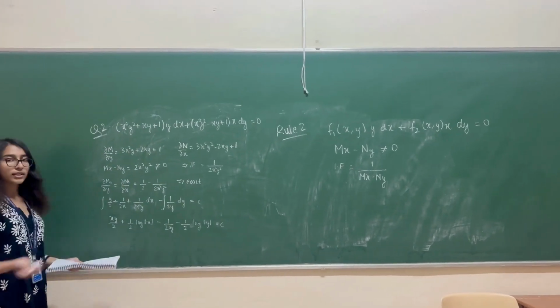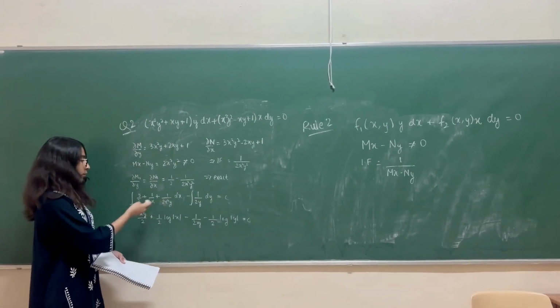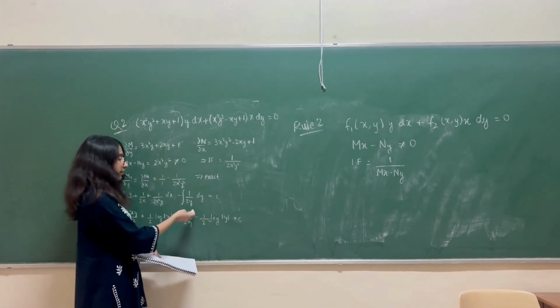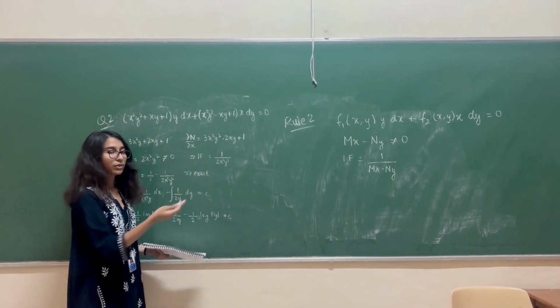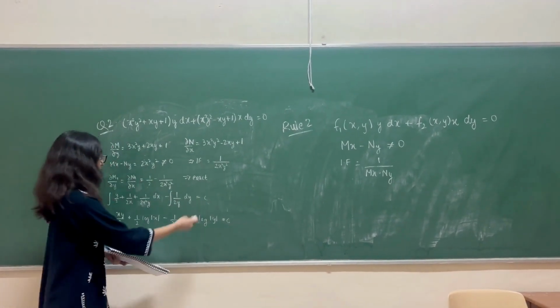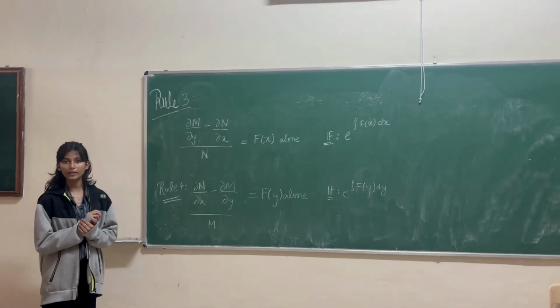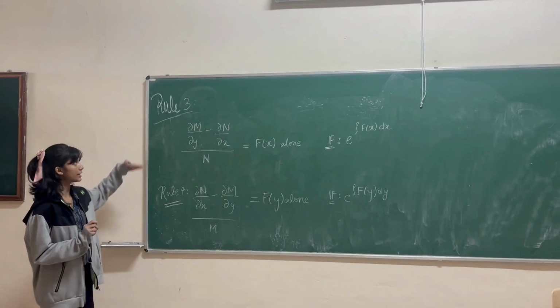Then after we follow the same steps and solve it, we integrate M with respect to x and we integrate the N term with respect to y, giving the result equal to c, and then we get the solution. Another way to make differential equations exact is rule 3 and rule 4.